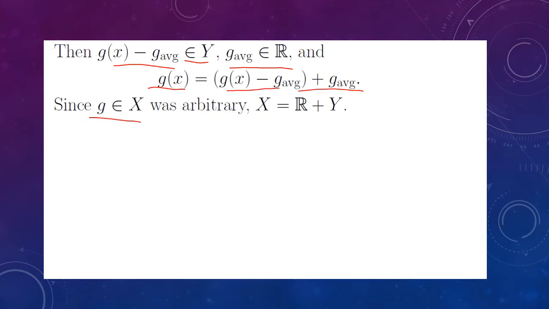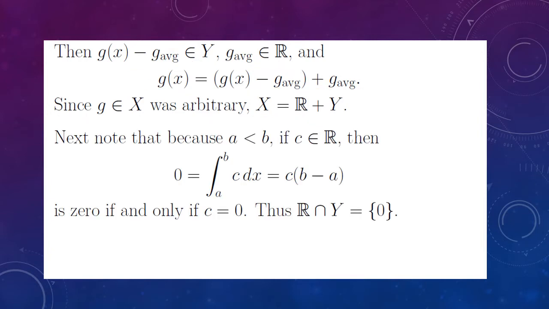This, of course, tells me that since g of x is arbitrary, I can write any element of X as a sum of an element from R and an element of Y, which is exactly the statement that X is equal to R plus Y. Now the next part we need to show is that R and Y have a trivial intersection, meaning that they only intersect in the 0 vector.